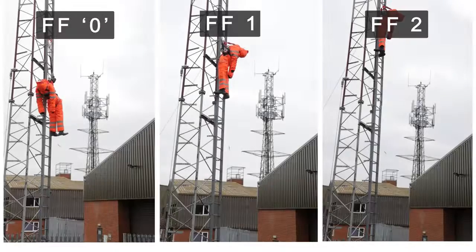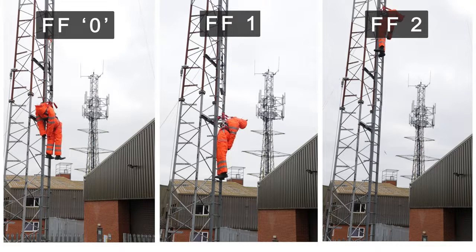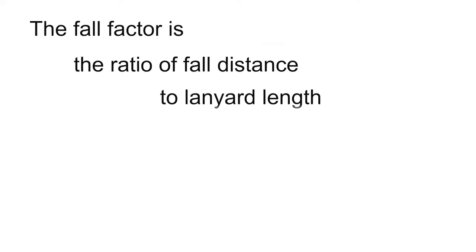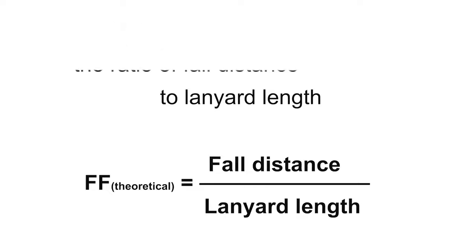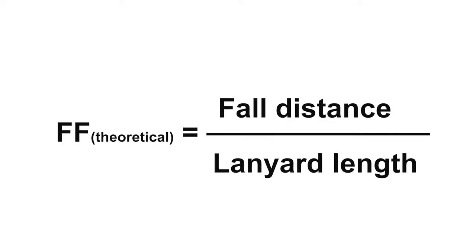Fall factors help us identify the best anchor points and understand clearance distances. They're a theoretical measurement of the severity of a fall. In other words, the higher the number, the potentially more severe the fall. The basic calculation is fall distance divided by lanyard length equals fall factor.